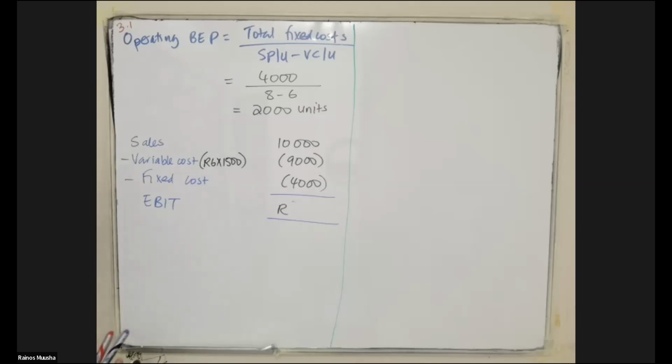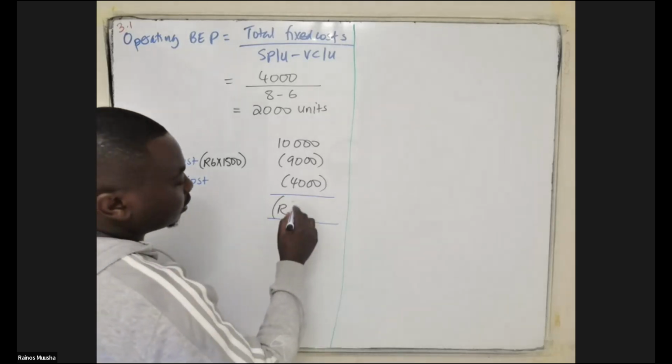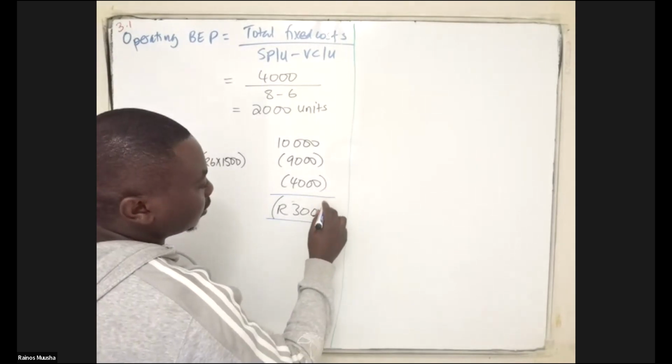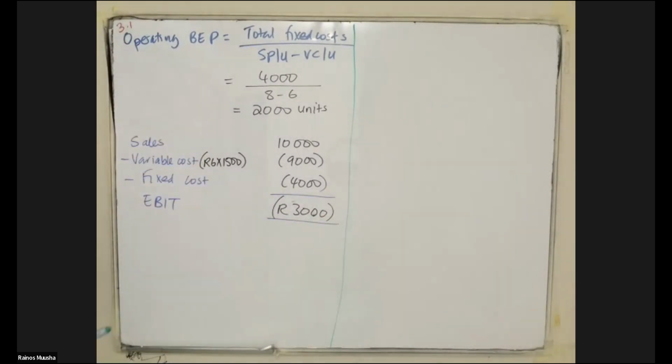$13 minus 10, we have a loss of 3,000. So it's a loss of 3,000. Are we together?